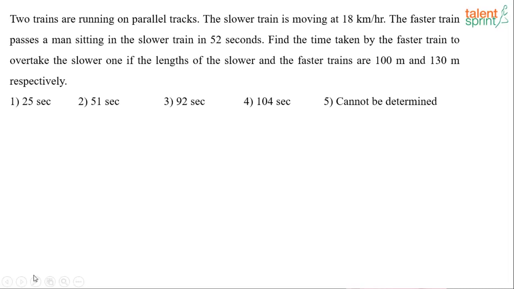Here's the next one. It's on trains. Two trains are running on parallel tracks. The slower train is moving at 18 kilometers per hour. The faster train passes a man sitting in the slower train in 52 seconds. Find the time taken by the faster train to overtake the slower one if the lengths of the slower and the faster trains are 100 meters and 130 meters respectively.